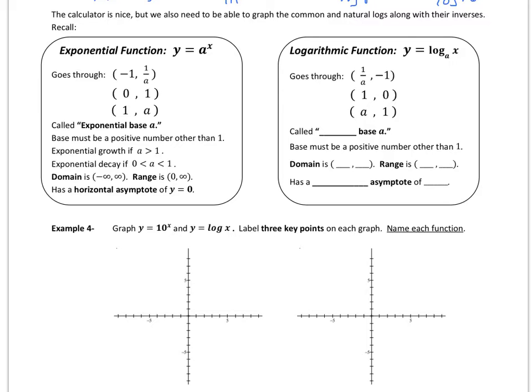Okay, so logarithm. Again, it's called log base a. The base must be a positive number other than 1. The domain is 0 to infinity, and the range is negative infinity to infinity. And it has what kind of asymptote? A vertical asymptote at x equals 0. Good, good, good.